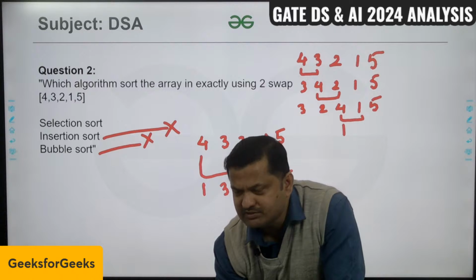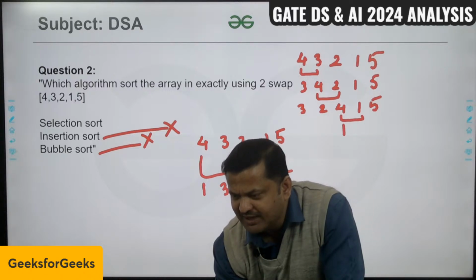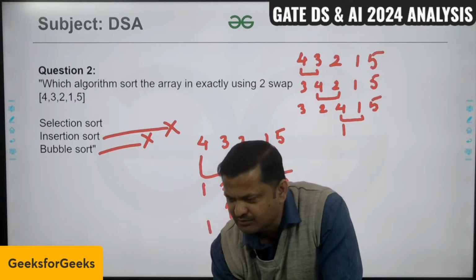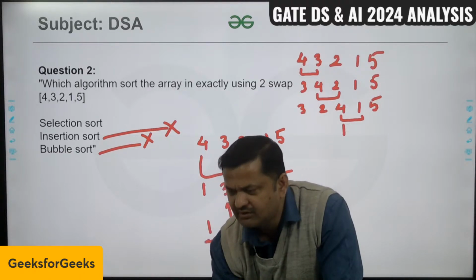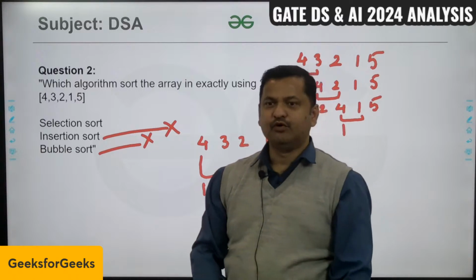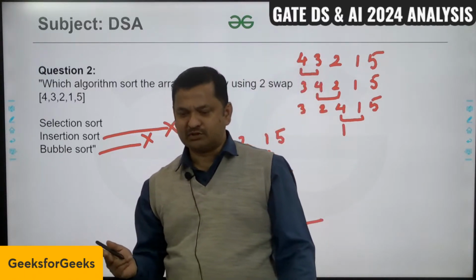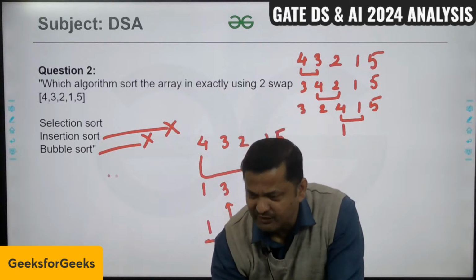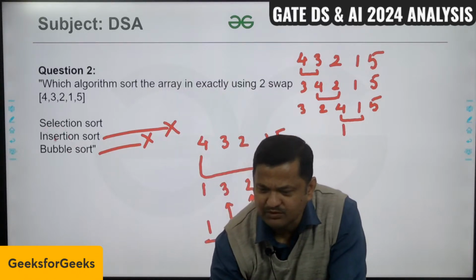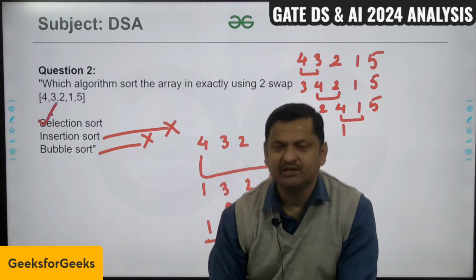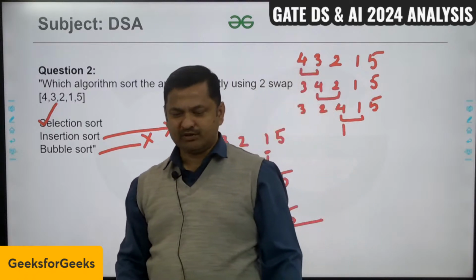So the second minimum is the value 2 and that is supposed to be swapped with the second position element. So this is going to be 1, 2, 3, 4 and 5, and this is the sorted sequence, and therefore there are exactly 2 swaps required to sort this particular sequence, and selection sort is definitely the winner for this particular question. So your option must be selection sort for this particular question.